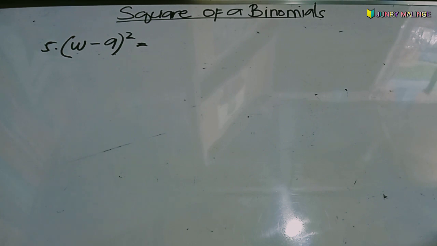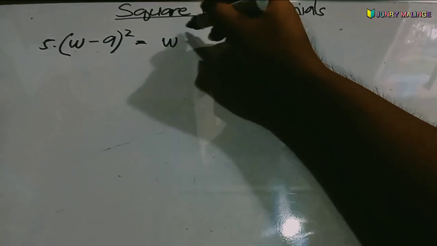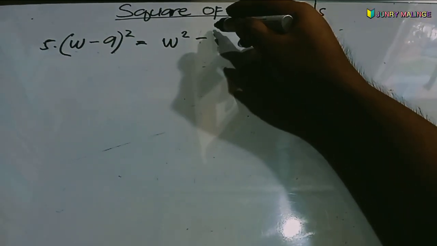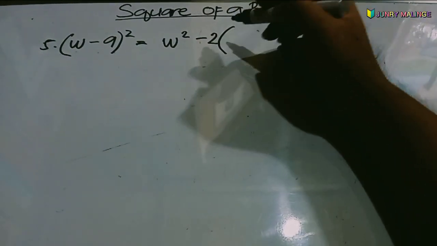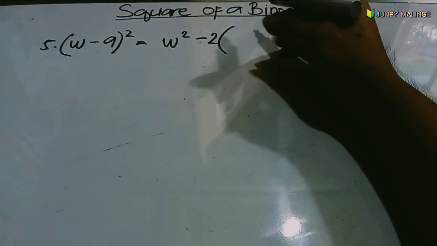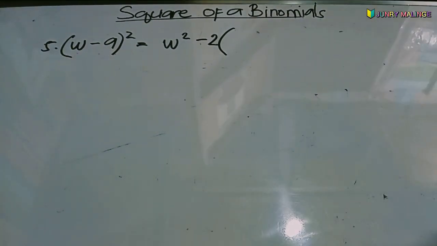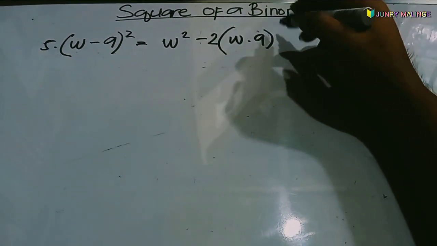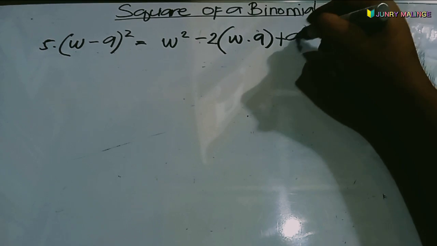Number 5. What about nag-involve sa negative sign? Same process pa rin, guys. The first one is we're going to square the first term. So we have W raised to 2. We have negative. Negative 2 times, we're going to twice the product of the first term and the last term, right? So we have W times 9, and we have positive 9 squared.